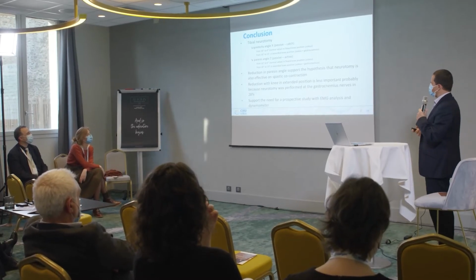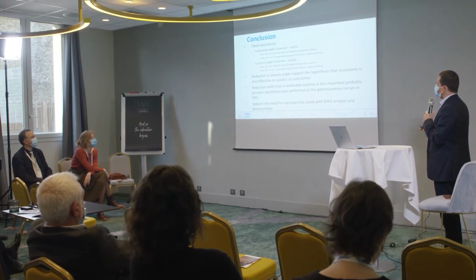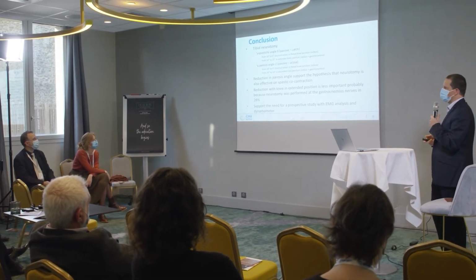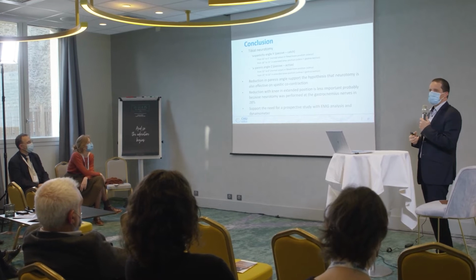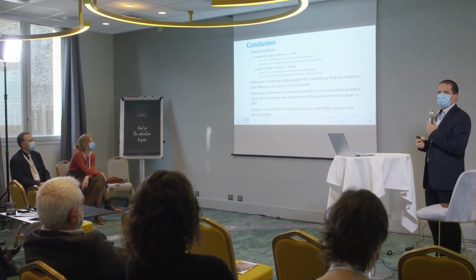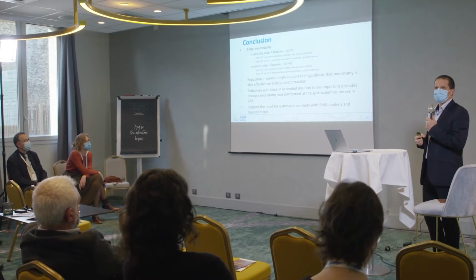So the reduction in paresis angle supports the hypothesis that neurotomy is also effective on spastic co-contraction. I fully agree that it's an indirect measurement as we don't have any EMG or dynamometers. Reduction with knee in extended position is less impressive, probably because we don't perform neurotomy at the gastroc systematically. And this supports the need for a prospective study with EMG analysis and dynamometers, because as I'm a big fan of neurotomy, it's a wonderful tool.